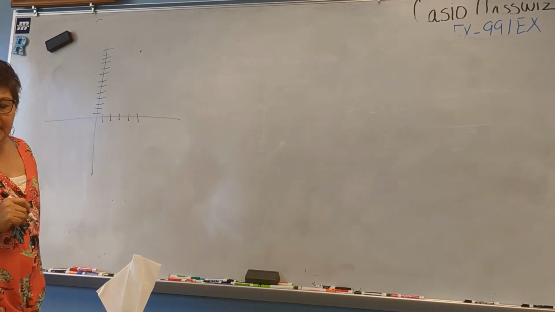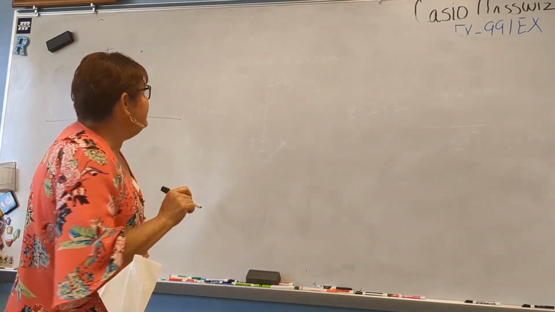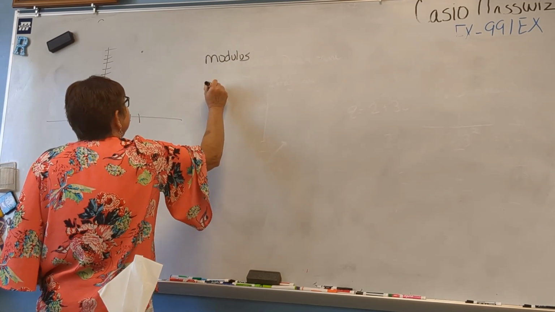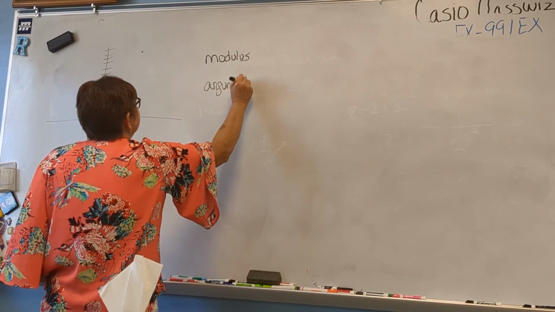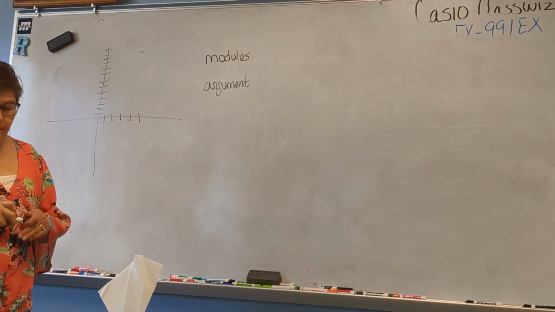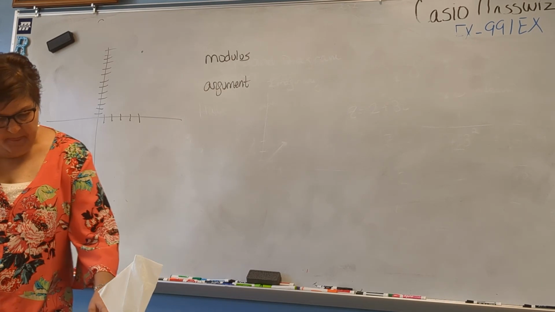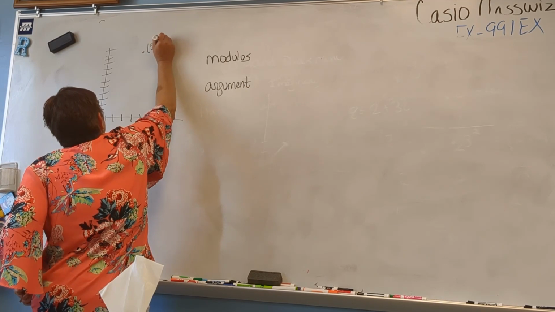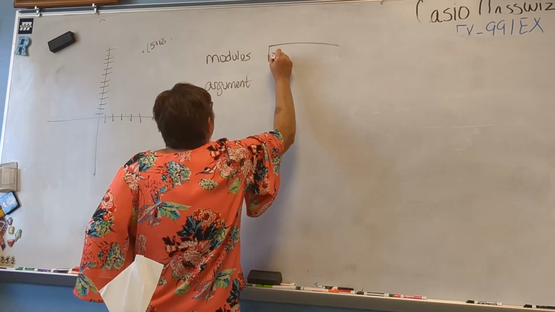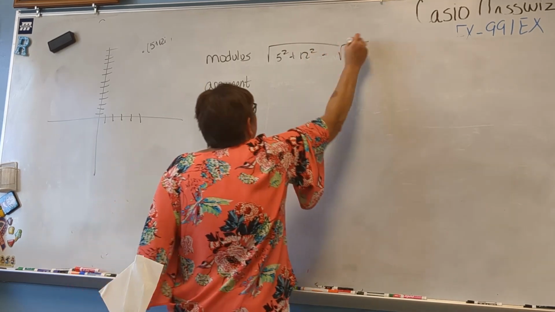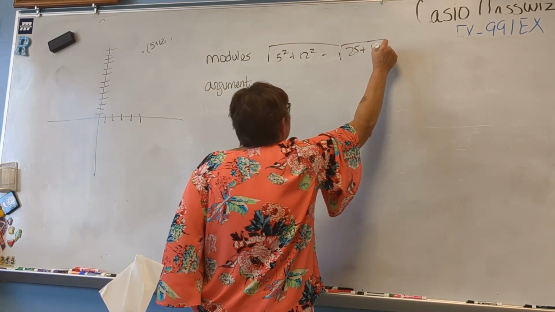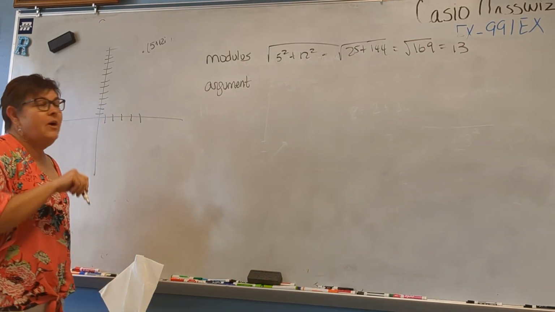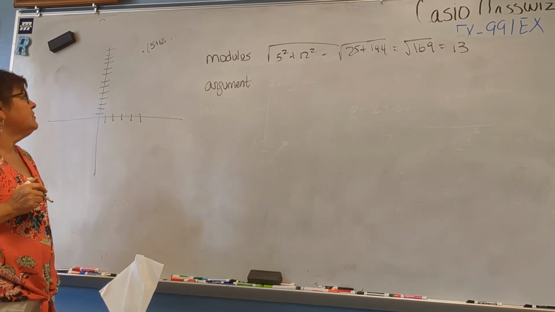For part A, for the first one, I'd like you to find the modulus and the argument of this guy, please. Because you did the square root of 5 squared plus 12 squared, which is 25 plus 144, which is the square root of 169, which is 13. Perfect. How about your argument? Any questions, comments, concerns, issues about arguments?